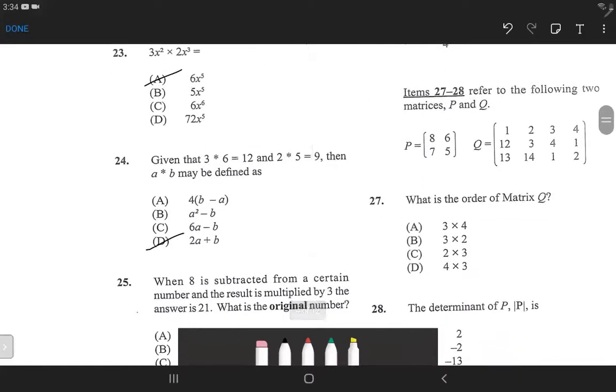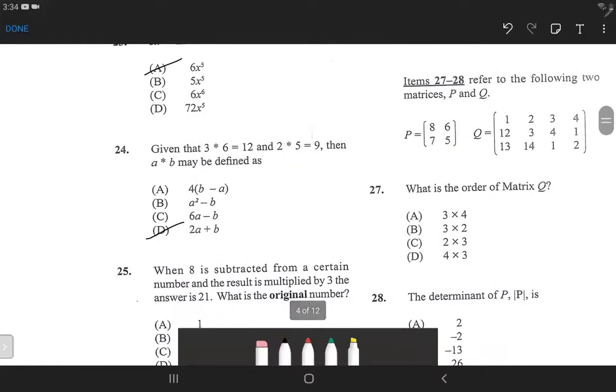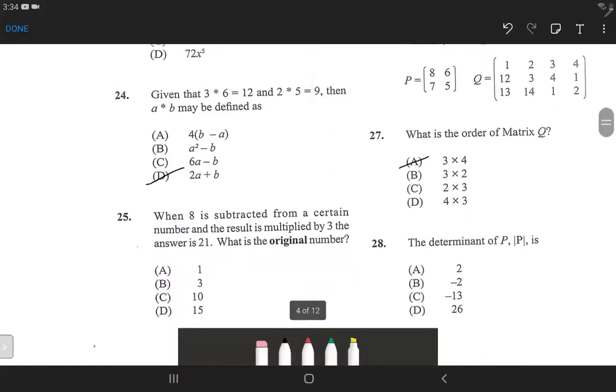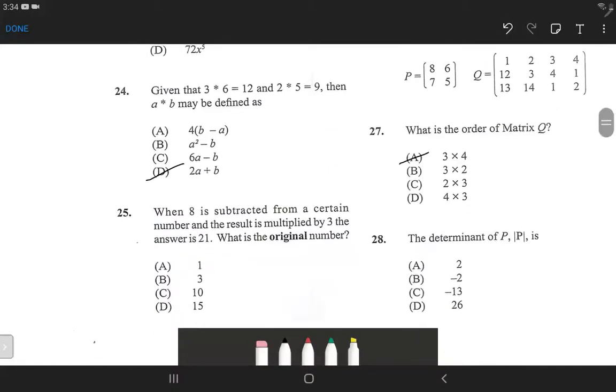27 refers to the following pairs of two matrices. What is the order of the matrix Q? Well, remember, it's always row by column. So it has 3 rows and 4 columns. So this is a 3 by 4 matrix. The determinant of P. Well, the determinant of P is 8 by 5, which is 40, minus 7 by 6, which is 42. So that is -2.